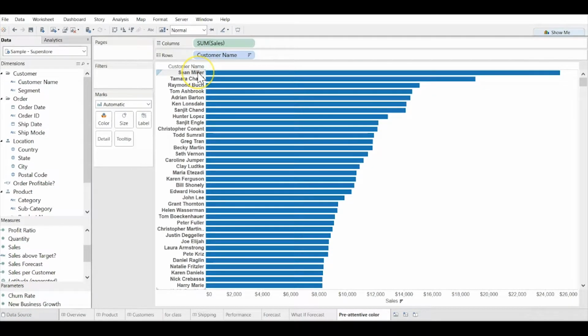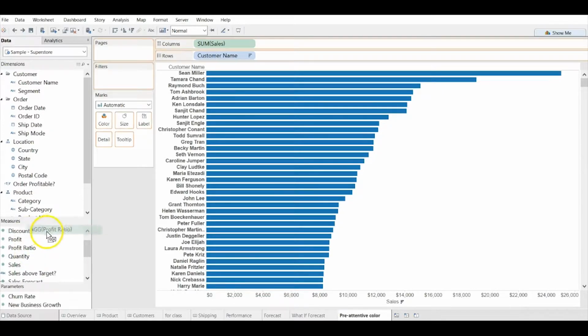Well, that's really interesting. If you look at this, there is one person, looks like Sean Miller. He has in sales an incredible amount of sales. He has over 25,000. And the second place, Tamara Chand, has less than 20,000. So it's actually pretty impressive how well Sean Miller is doing.